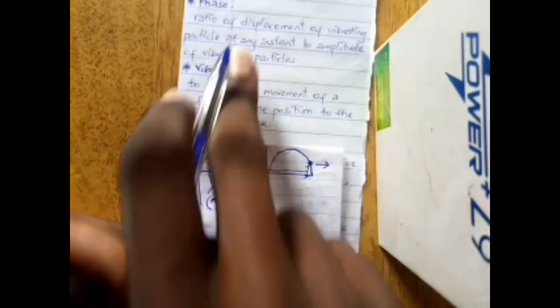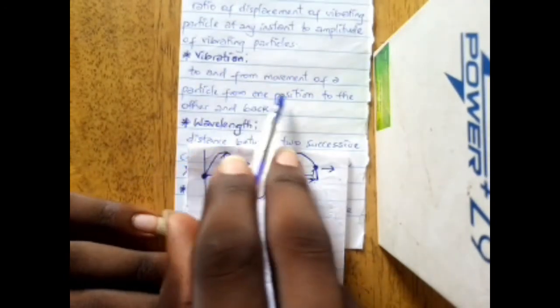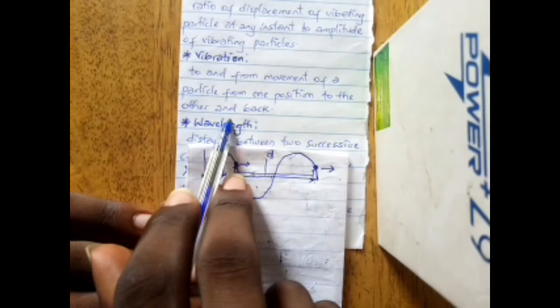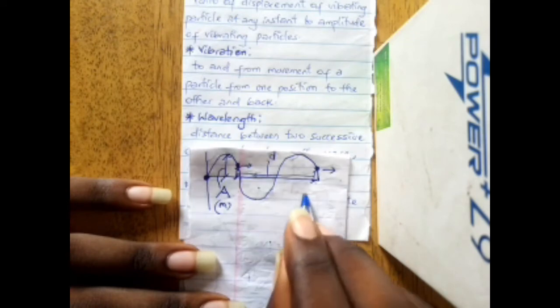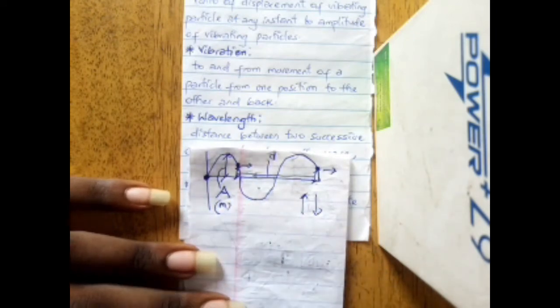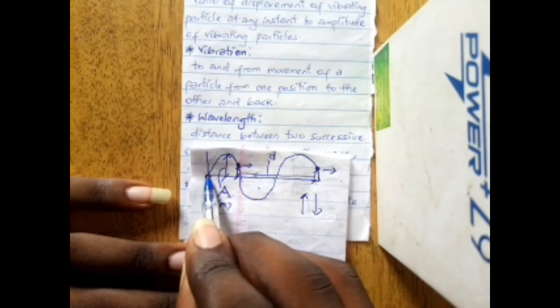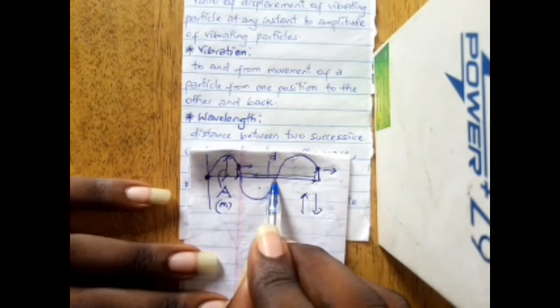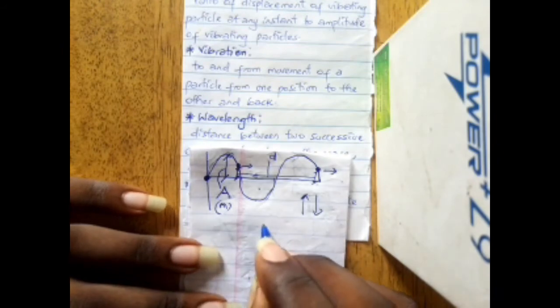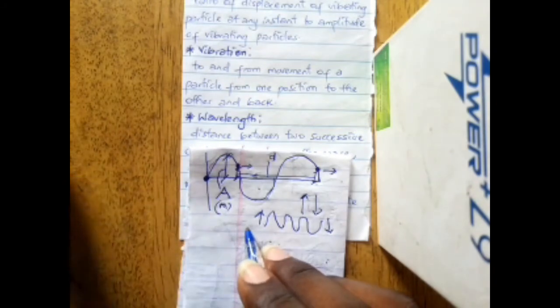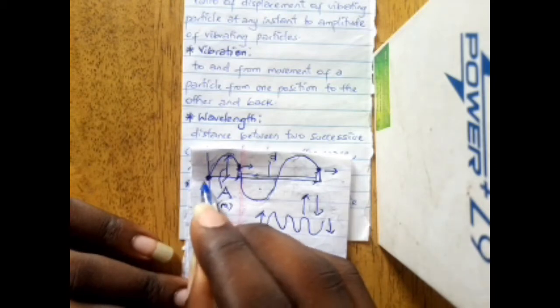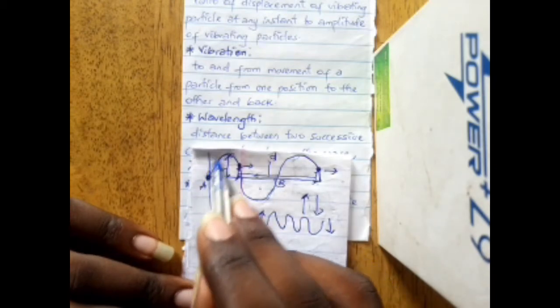So also we have vibration. Now the to and fro movement of a particle from one position to the other and back is what we refer to as vibration. Vibration is simply a to and fro movement. When we say something vibrates, the movement from here up, down, and back to this point is what we refer to as a vibration. So if this particle moves from point A to B, it has moved from A upwards and downwards to B. So that is vibration.